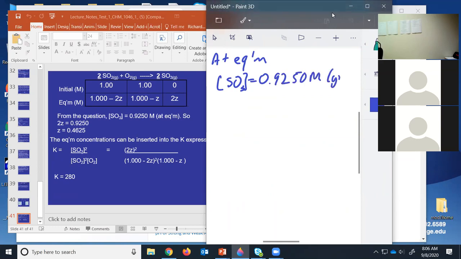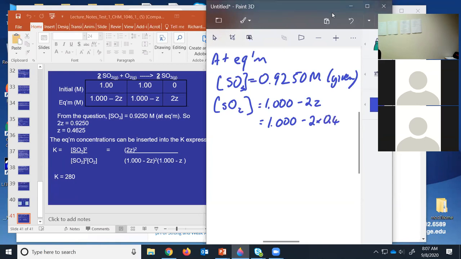And that was given in the problem, so I don't have to figure that out. So the SO2, I know, is 1.000 minus 2z, which equals 1.000 minus 2 times 0.9250, sorry, 0.4625. And that should be 0.075.